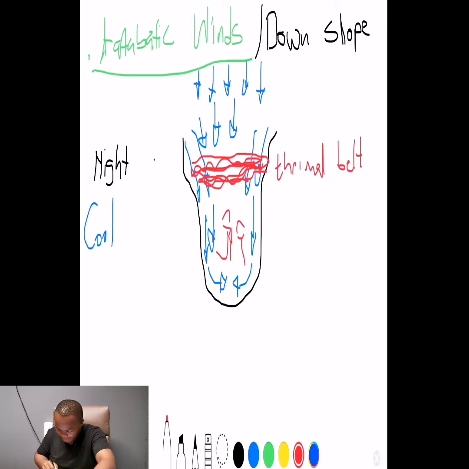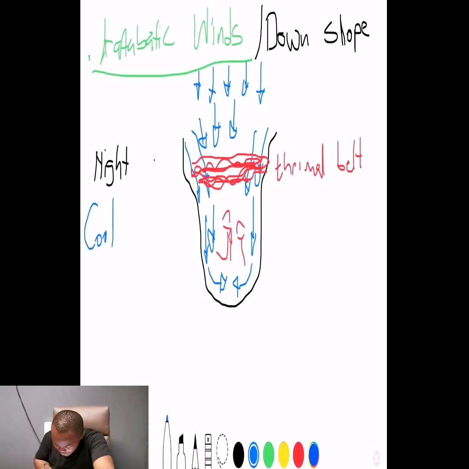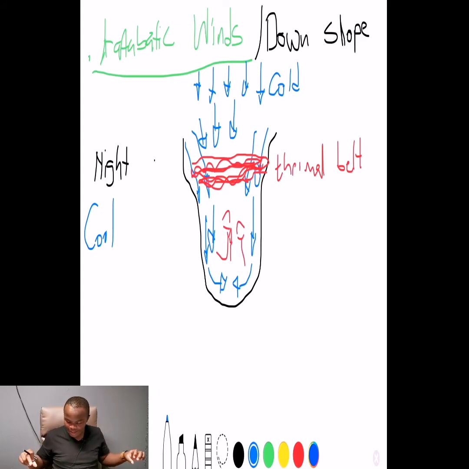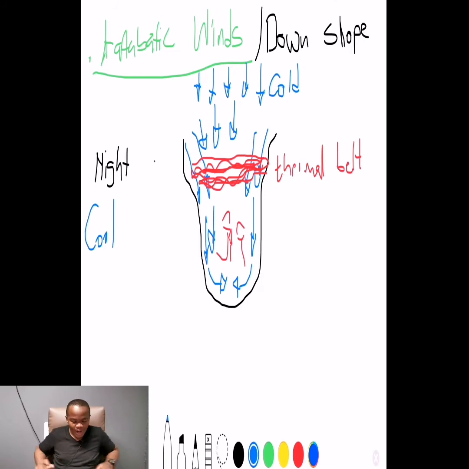So the cold subsiding air from our atmosphere during the night, this air is cold, prevents the warm air from rising. And then the warm air is forced to create a layer which we call what? A thermal belt. Okay, so the zone where the warm air accumulates midway up the valley is called a thermal belt. And this is the warmest part of the valley.